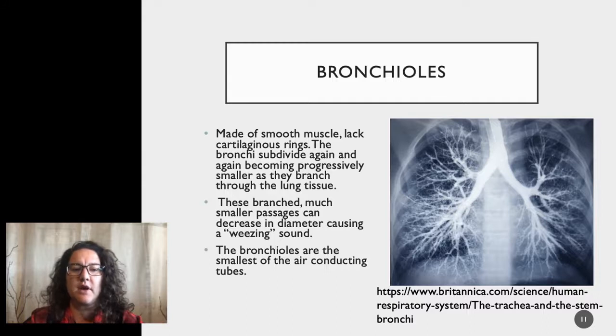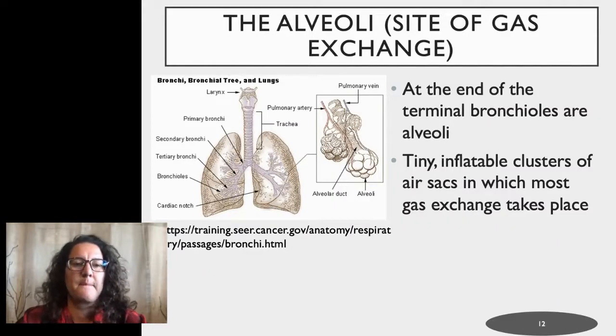The bronchioles are the smallest of the air conducting tubes, so they branch out incredibly small to reach all the parts of the lungs. At the ends of the terminal bronchioles are the alveoli, which are tiny inflatable air sac clusters where the gas exchange takes place.